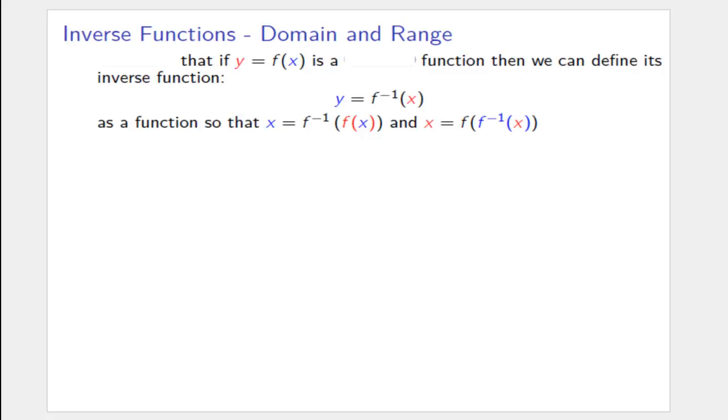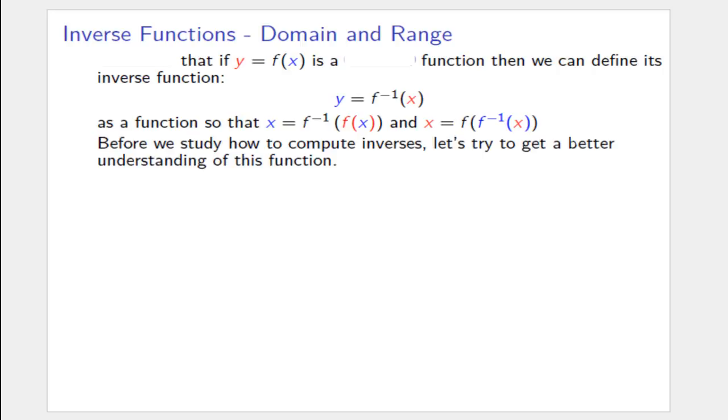We just saw that if y equals f of x is a one-to-one function, then we can define its inverse function, y equals f inverse of x, as a function that undoes the operations of f. That is, if we first compute f of x, and then compute f inverse of that output, we're right back to the original input, x. And similarly, if we first compute f inverse of x, and then compute f of x, we're again right back to our original input of x.